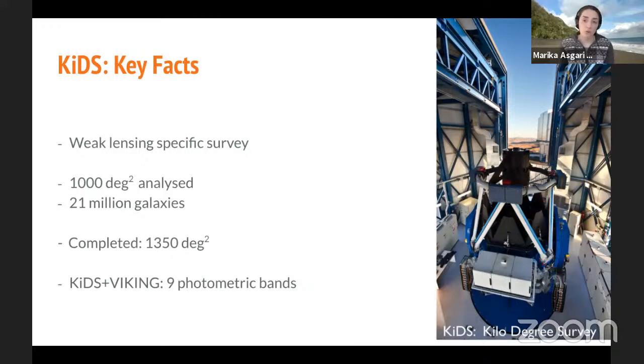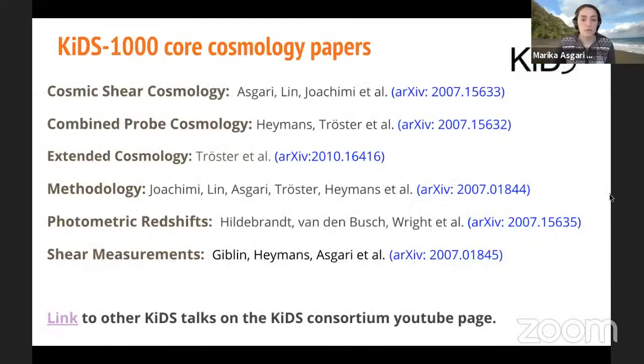And this is after all the masking. The survey is now completed. We have an extra 350 square degrees that we're analyzing now. All right, so the results that I'm going to summarize today are based on these 6 papers that form the core cosmology analysis of the KiDS-1000 data.